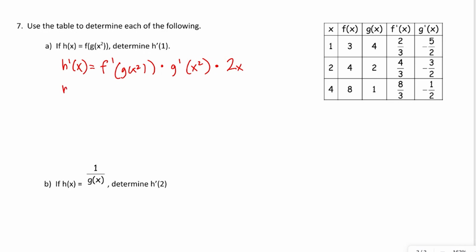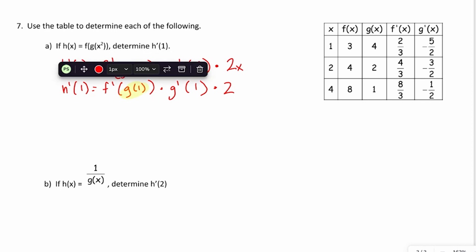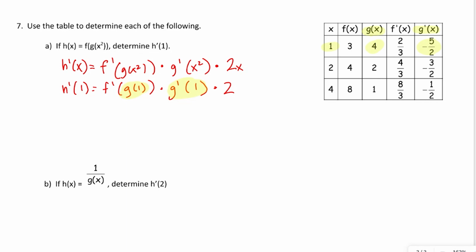And so if I want to evaluate that at 1, I'm going to have f prime of g of 1 squared, which is just 1, times g prime of x squared, which again, 1 squared is 1, times 2 times 1, which is 2. So really the key numbers we're going to grab from that table are going to be g of 1 and g prime of 1. We can find g of 1 here is 4, and g prime of 1 is going to be negative 5 halves.